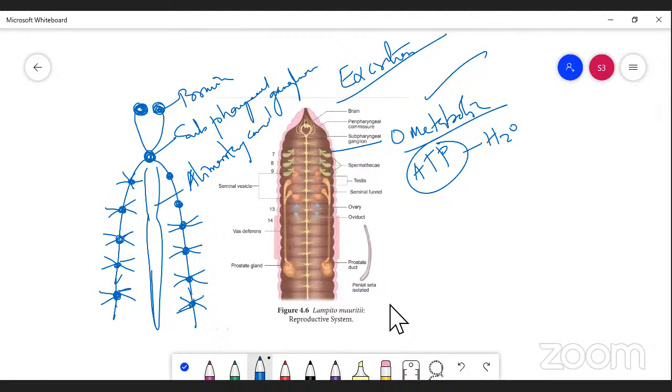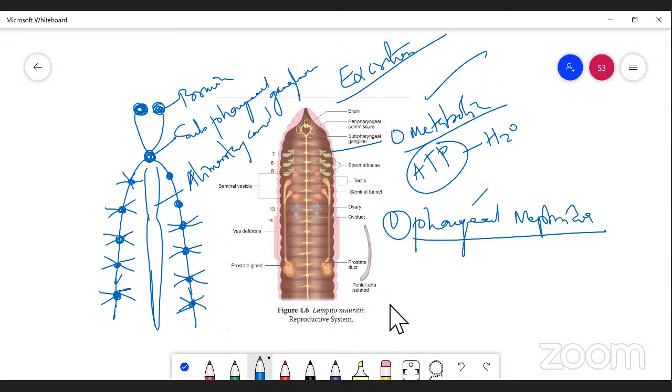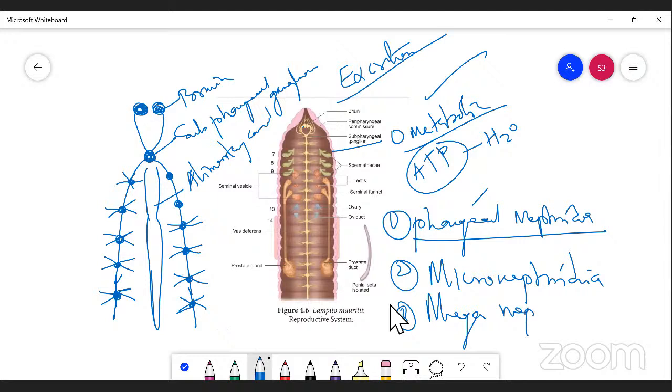What are the three types? Number one, pharyngeal nephridia. Pharyngeal nephridia are otherwise called tuft nephridia because they are a bunch of cells. The second is micronephridia, and the third is meganephridia. All the nephridial cells filter the nitrogenous waste products from the blood and eliminate them.